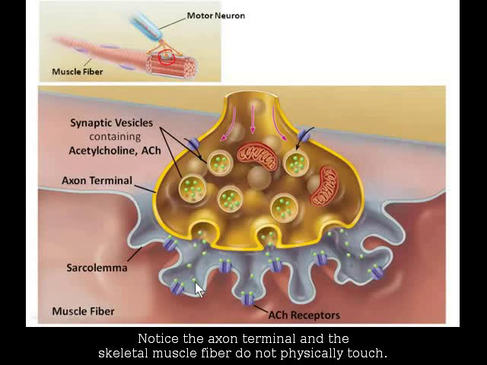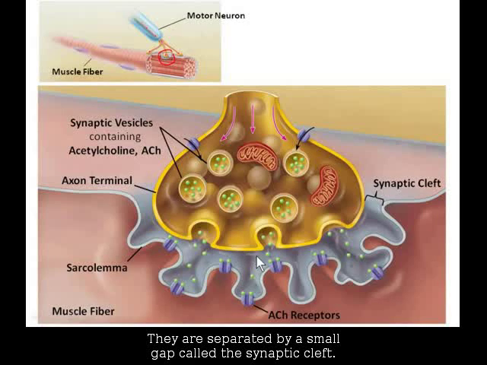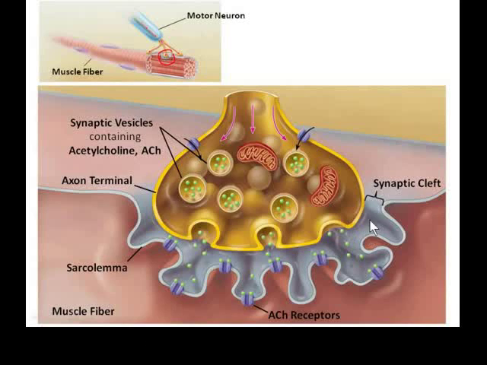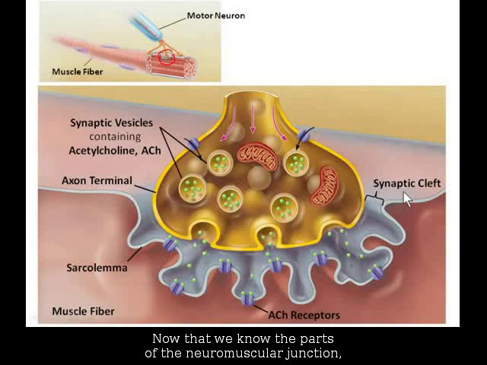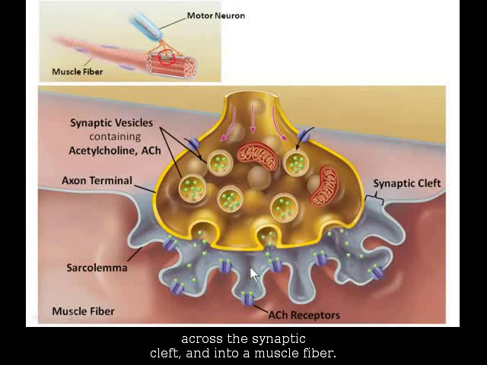Notice the axon terminal and the skeletal muscle fiber do not physically touch. They're separated by a small gap called the synaptic cleft. Now that we know the parts of the neuromuscular junction, let's look at how a signal is transmitted from the axon terminal across the synaptic cleft and into a muscle fiber.